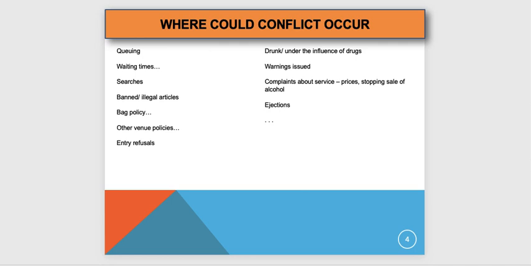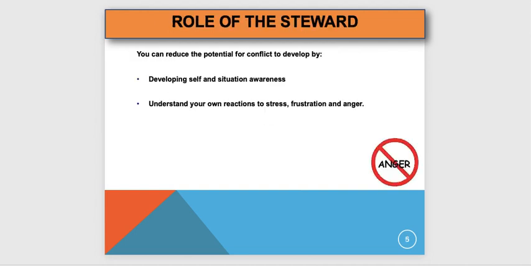Refusing entry. People that are under the influence of drugs and alcohol. Warnings. Complaints about service. So prices, stopping sale of alcohol. And obviously ejecting someone. This is where you're going to find the conflict. Any of you that have SIA badges and have worked in the nighttime economy, you get this all the time. Those that have worked in retail, you get it all the time. Someone's bought something, it doesn't fit them, you bring them back and you can't give their money back. That's conflict. So, we'll talk about this.